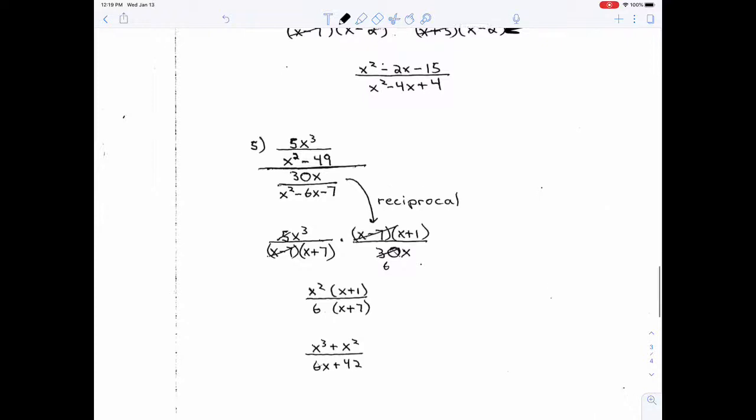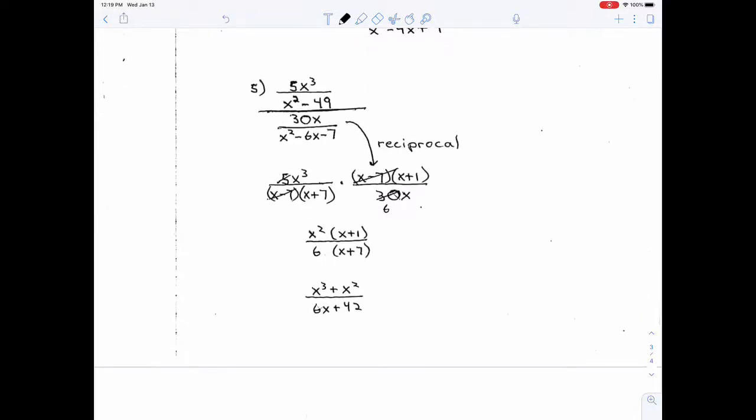Okay, here, this is a division problem. It just is written as a fraction as opposed to the division symbol. So we take the 5x cubed, that doesn't factor at all. Take the x squared minus 49, that factors into x minus 7 times x plus 7. And then we flip over the divisor. So we factor the x squared minus 6x minus 7, that gives us x minus 7 times x plus 1. And then the 30x is just 30x. Then you cancel, and you end up with whatever you end up with.